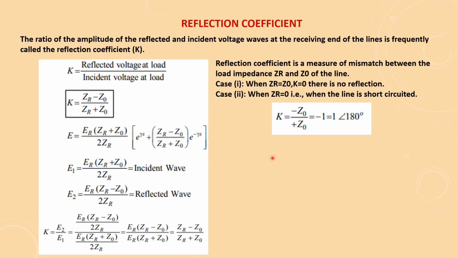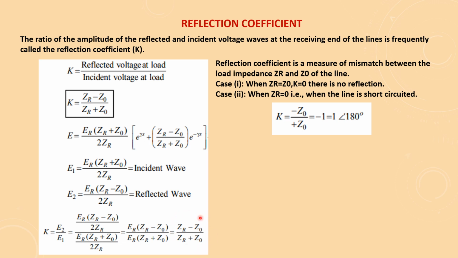In order to make that reflection zero, we have to consider a factor called the reflection coefficient. What is the reflection coefficient? It is the ratio of the reflected voltage at the load to the incident voltage at the load. In other words, the reflection coefficient measures the mismatch between ZR and Z0. As I told you, we consider the voltage equation and write the incident wave equation and reflected wave equation. Substituting in this equation, we get ZR minus Z0 by ZR plus Z0. This is nothing but the reflection coefficient.